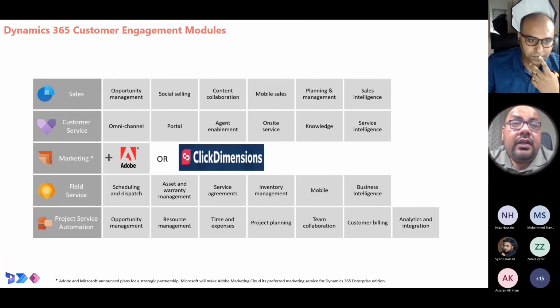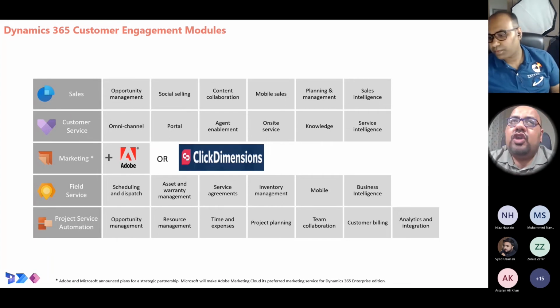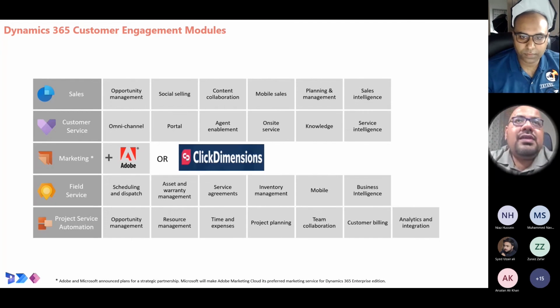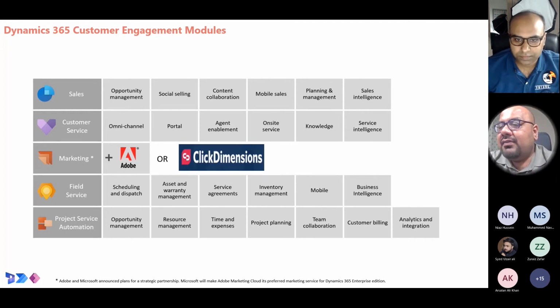Then agent enablement, which means the agents receive the complaints and all the inquiries from the customer, they are going to work on them, and they are going to prioritize them. Then on-site service, again, it's a shorter version of field services, but you can also do the service activity by using the customer service module, but it's not a very comprehensive one.